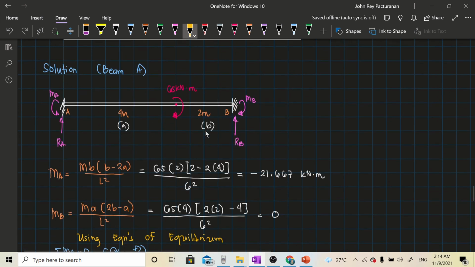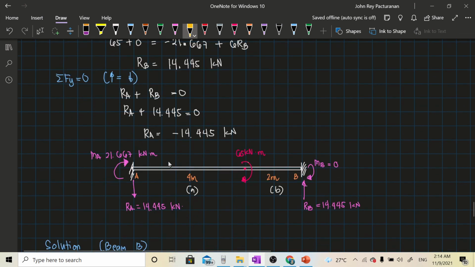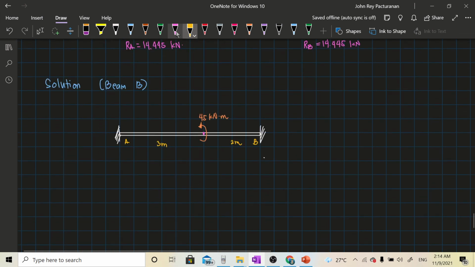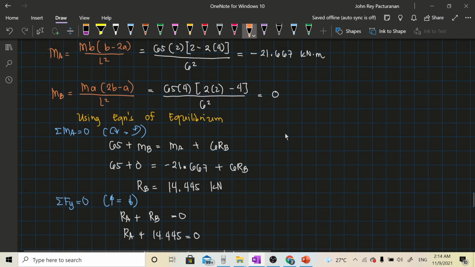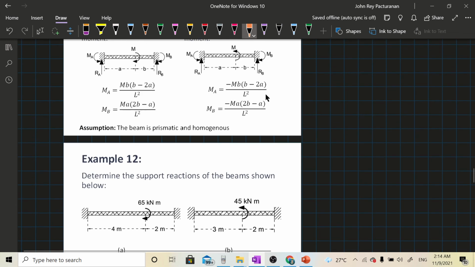Check nga natin if tama. Okay, tama. So, same logic. This is the reaction at A. This is the reaction at B. So, moment at A, tapos moment at B. Dahil counterclockwise siya ngayon, maiiba yung formula natin, no? So, moment at A is equal to negative M_B, then B minus 2A divided by L squared. May negative lang sa taas. Check ko lang, no? So, yes, tama siya.